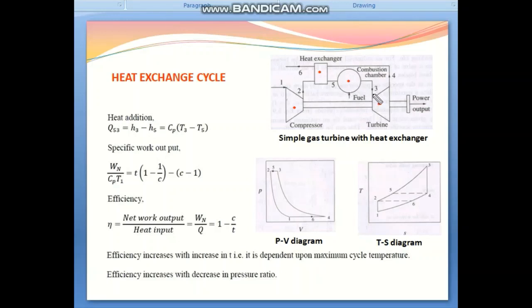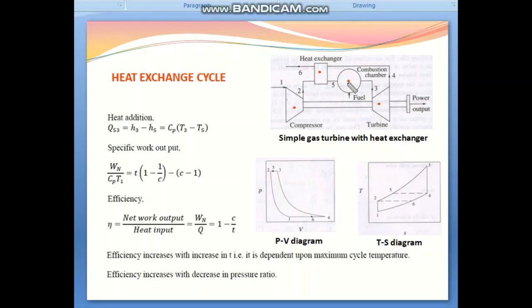This is the 5 to 3 process. So 2 to 5 and 5 to 3, this total process is a constant pressure process. In this TS diagram you can see this is 2 to 5 and 5 to 3. In the 2 to 5, the compressed air gains the heat from the flue gas, and 5 to 3 is the combustion chamber process. In this process, the fuel is added here and the combustion takes place.